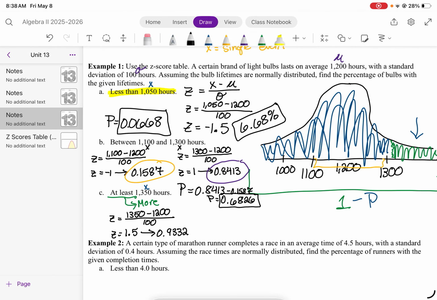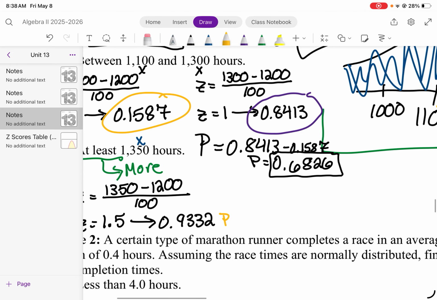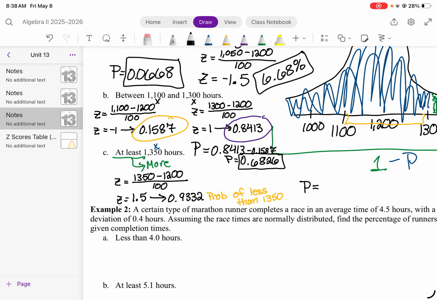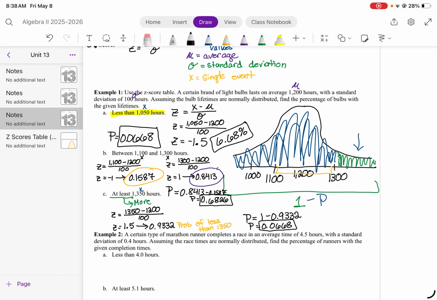Okay, so then to find the probability of getting more than that, because right now this is the probability of less than the 1,350 hours. We want the probability of more than that. So to do that, we are going to take 1 minus the 0.9332. And that will tell us the probability of it getting more than that number of hours. So for that, it would be 0.0668. And that makes sense that this one is so small because it's just a little tail at the end of our chart. It's not a huge portion of it.